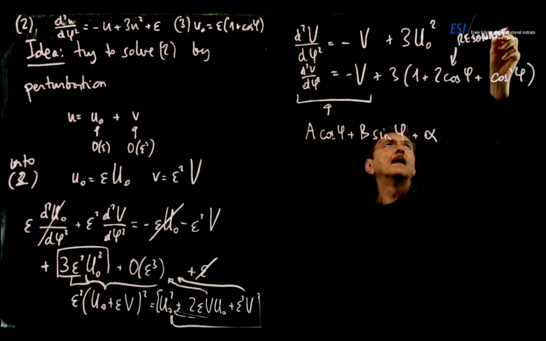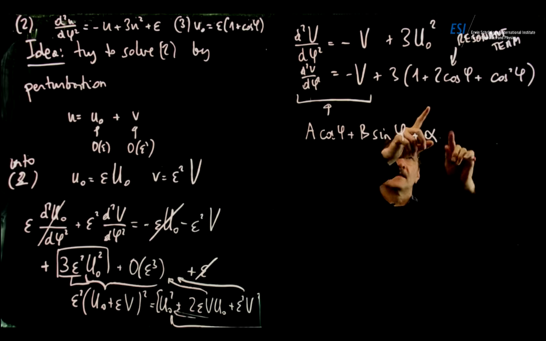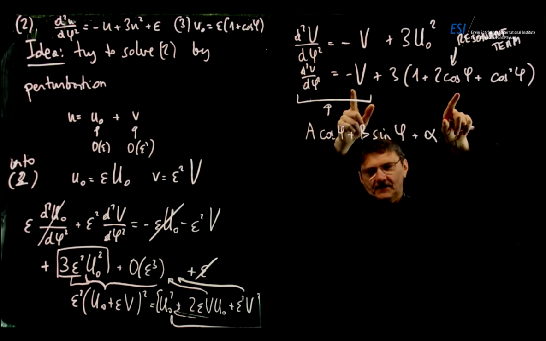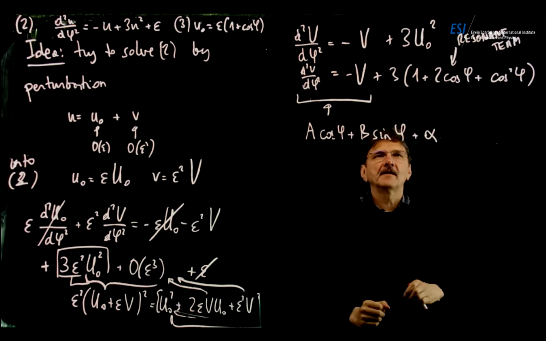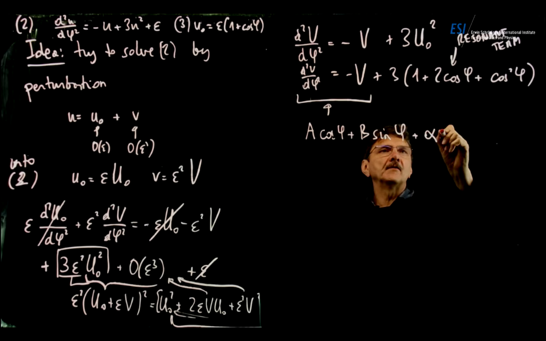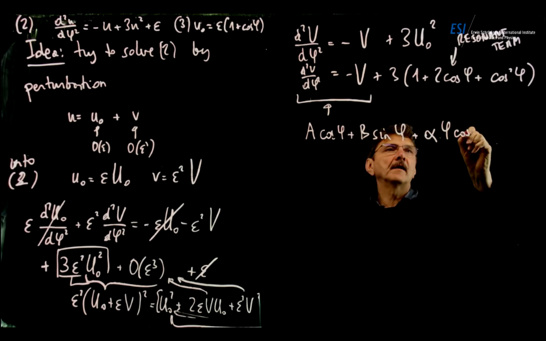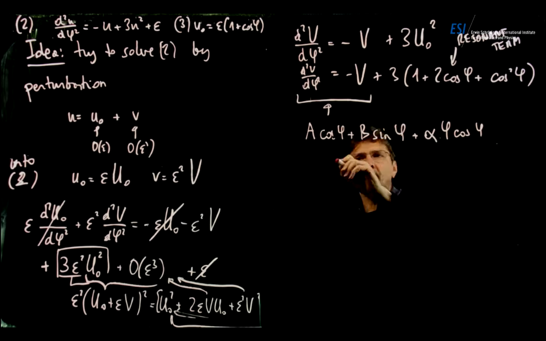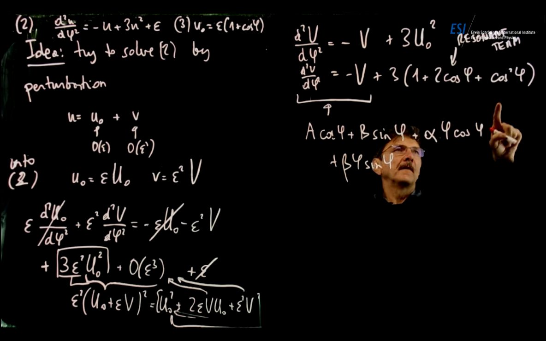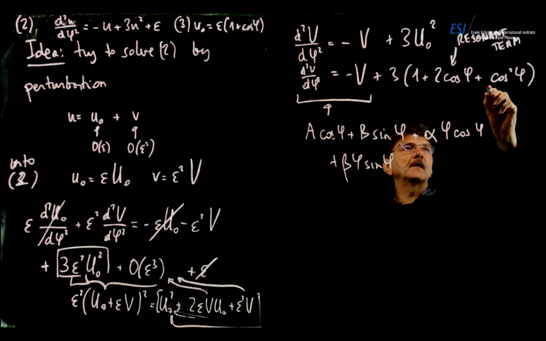And the way these things work is that this thing has the same frequency as this harmonic oscillator, right? And therefore, it's going to produce terms like alpha phi cos phi plus beta phi sin phi, and terms like that, but they're already here. And this one, well, this one looks weird.